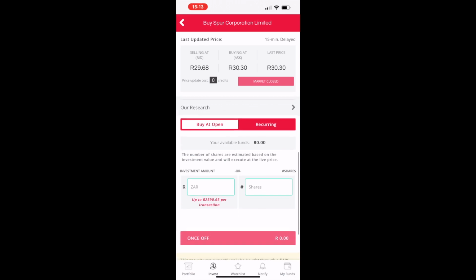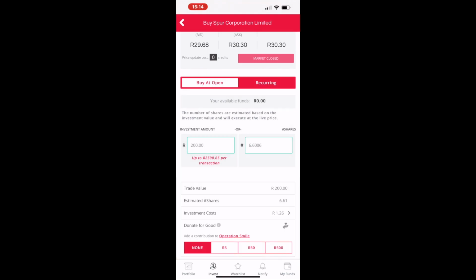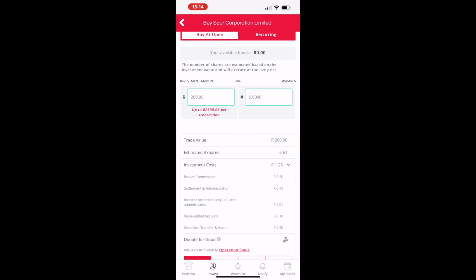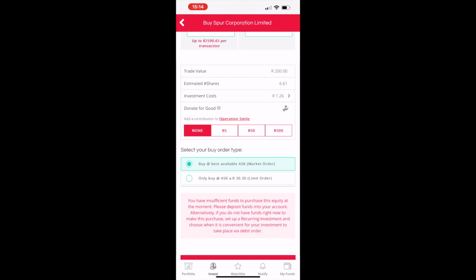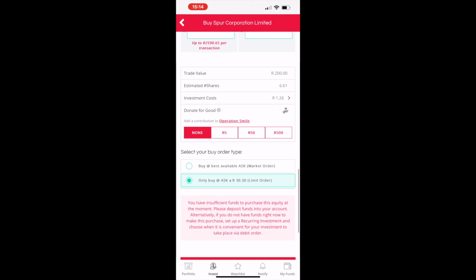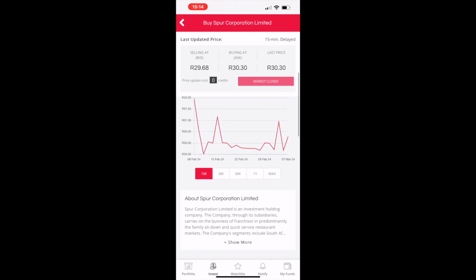Under investment amount, you would insert the amount that you want to invest. Here I inserted $200 just so we can see how many shares we can get with $200. We can actually get 6.61 shares with $200. You would then see the investment cost. EasyEquity is a platform, so they have to make money back, but the charges are not really much. It's $1.20, or 1.26 dollars, or rand rather. Yeah, and you can see how easy it is to just go through and study the different accounts.